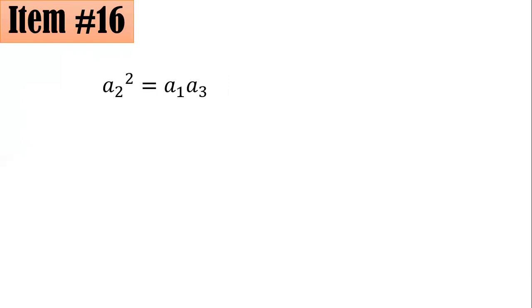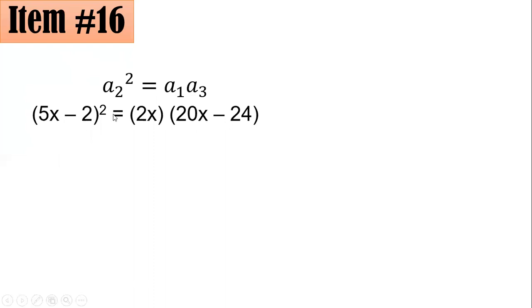Assuming that no term is zero here, by the way, and assuming that it's better to have terms that are not all equal to the same number. But this is in fact true for a geometric sequence in general. So the middle term is 5x minus 2, and the square of that is equal to the product of the first and the third term. That's why you have 2x times 20x minus 24 on the right-hand side.